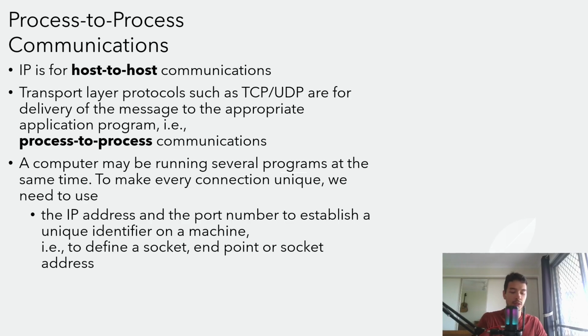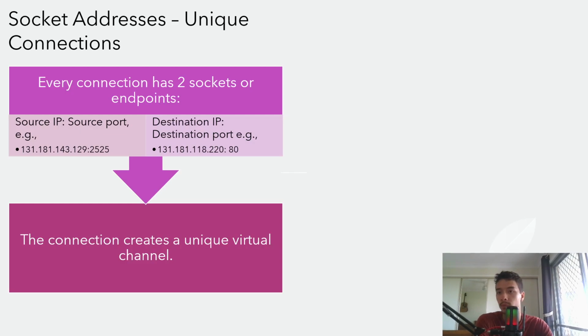So you need to make sure you have different connections for each application and program that you're running, because you can have multiple things running at the same time, but that's all done via these protocols. So the socket address is a unique connection. Every connection has two sockets or endpoints. So you've got the source IP and a source port, 2525, and the destination port is 80 in that example. So this connection creates a unique virtual channel which you communicate through.